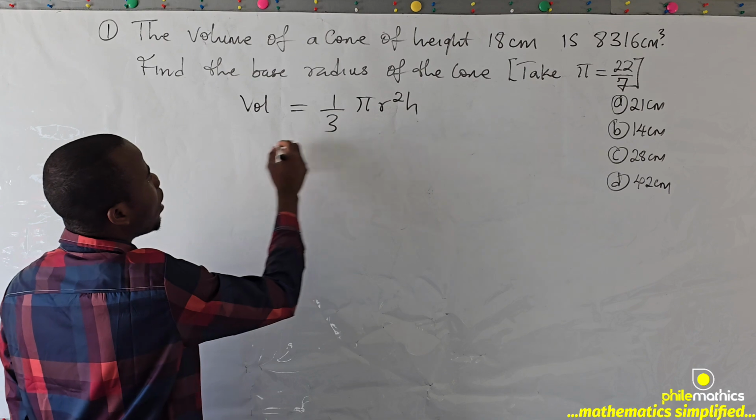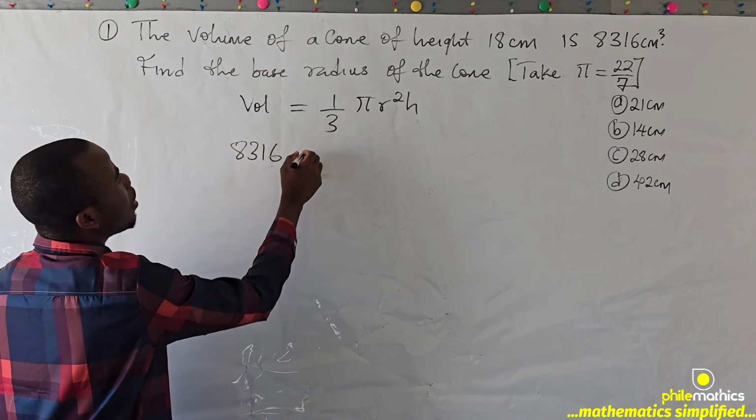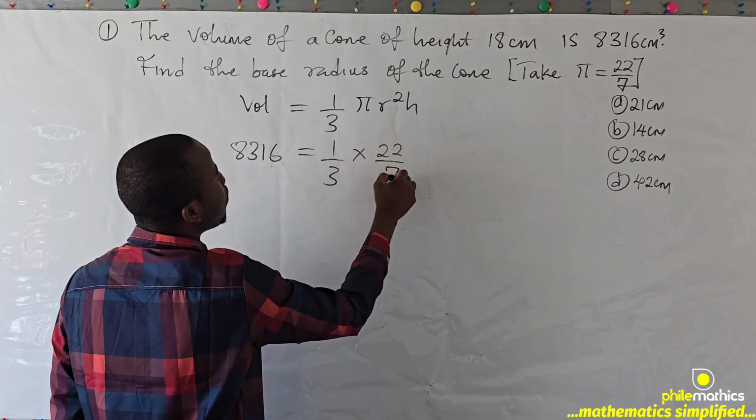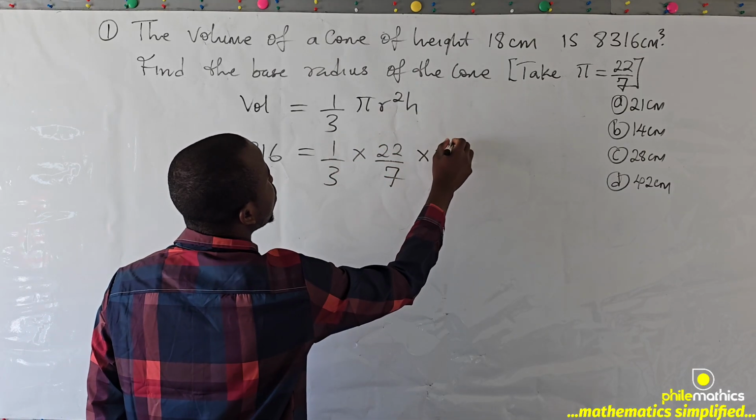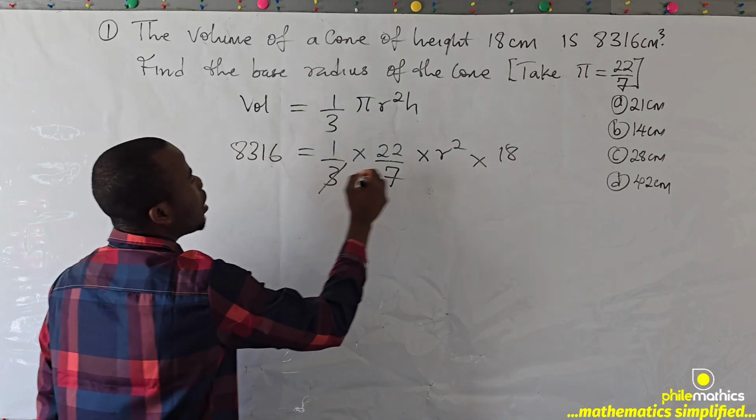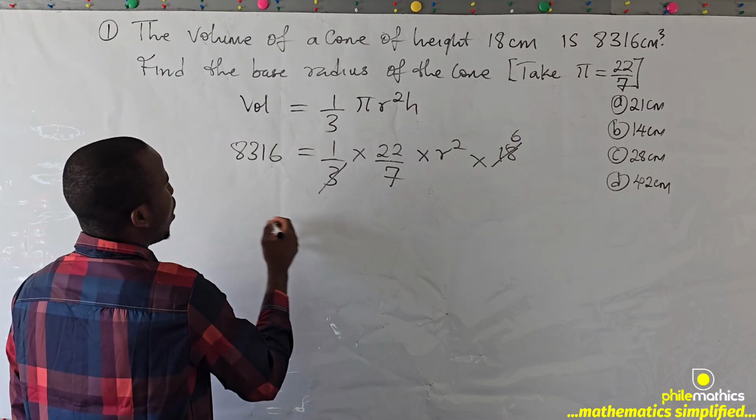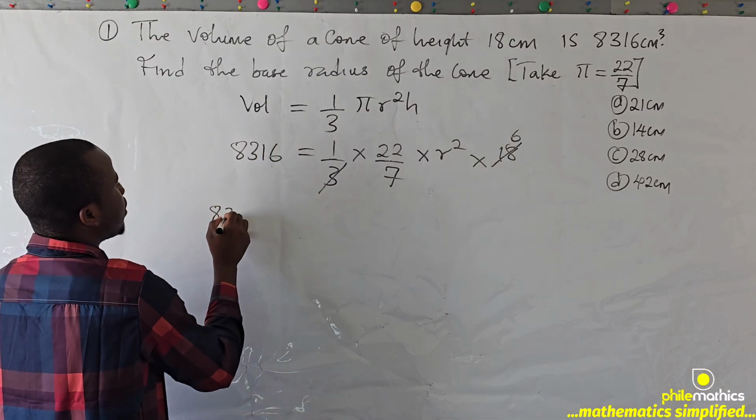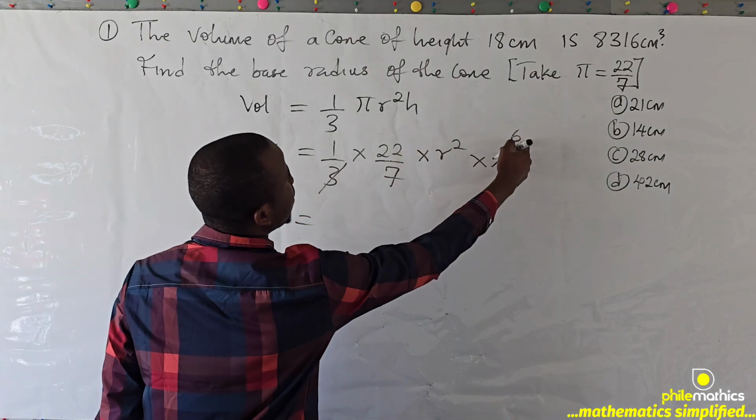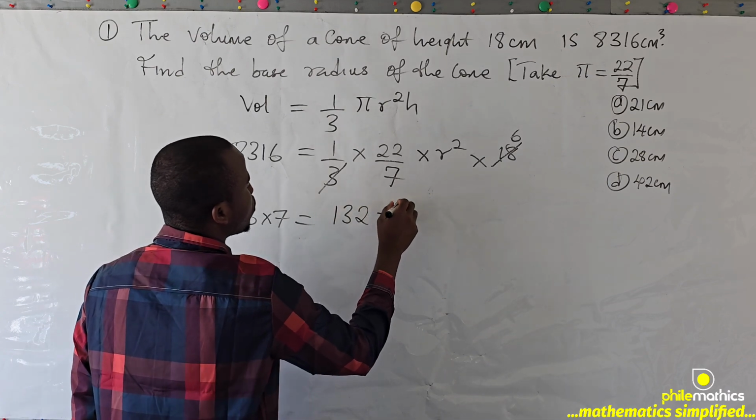We are given the volume as 8316, 1 over 3, pi as 22 over 7. We're looking for the radius and we're given the height as 18. 3 can cancel 18 6 times. And so we can have 8316 times 7 equals 22 times 6 is 132 r square.